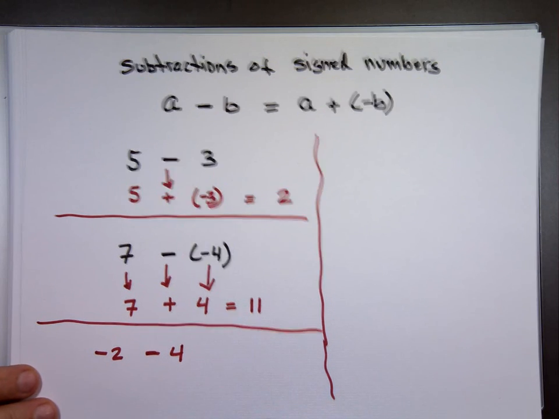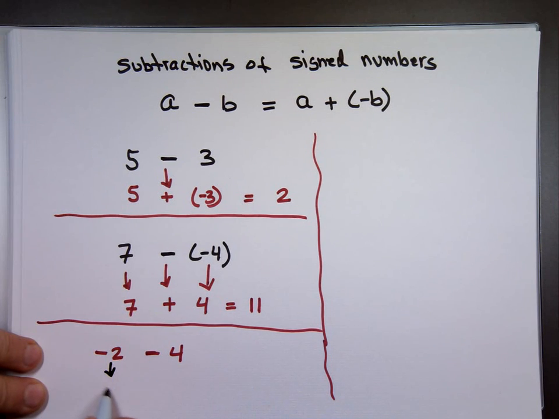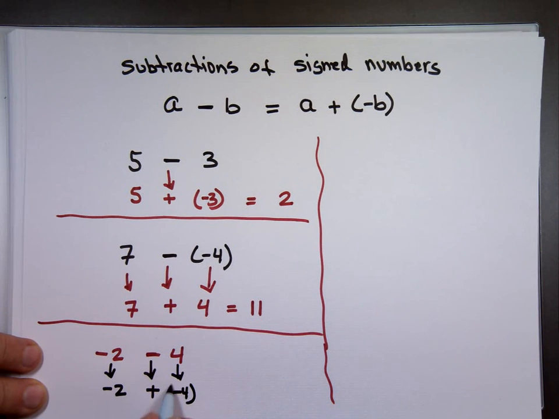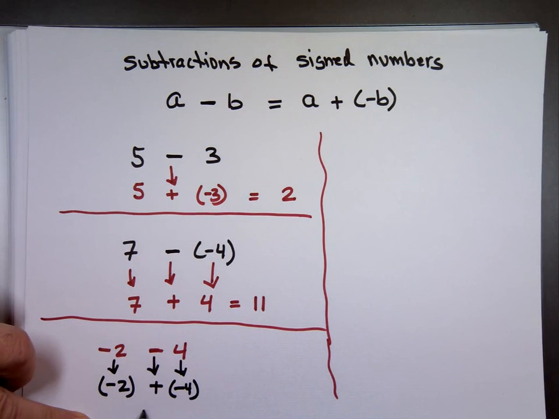Minus 2, minus 4. Leave the first one alone. Change the subtraction to addition. And change the 4 to what? Negative 4. You're adding two numbers of the same sign. So what's the result? Negative 6.